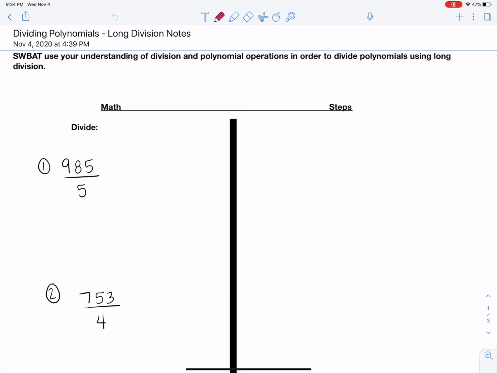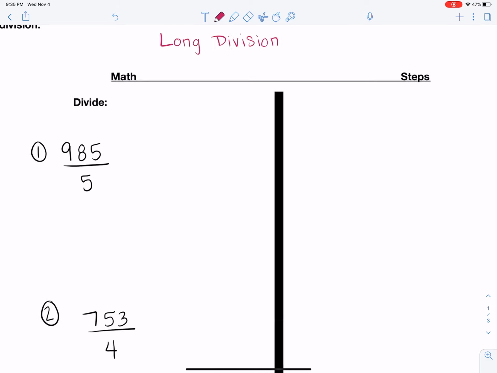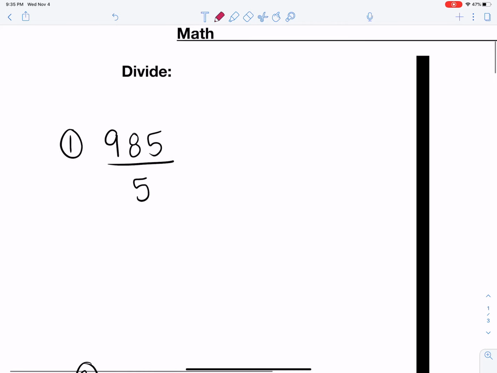All right, today we are going to divide polynomials using long division. Tomorrow we're going to divide polynomials a different way, but today we are using long division. Long division is something that you learned in elementary school. You learned how to long divide just normal numbers. So let's start there and kind of recall what you should already know.